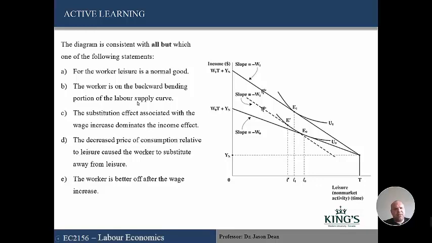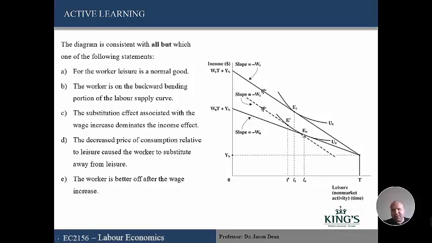Is the worker on the backward bending portion of the labor supply curve? Well, if that was true, then for this particular wage increase, they would increase their amount of leisure. Do they do that? They're originally at E0, they're faced with a wage increase, and what do they do? They decide to work more and take less leisure. So they're on the upward portion of the labor supply curve, not the backward bending or negative sloped portion. So B is not correct.